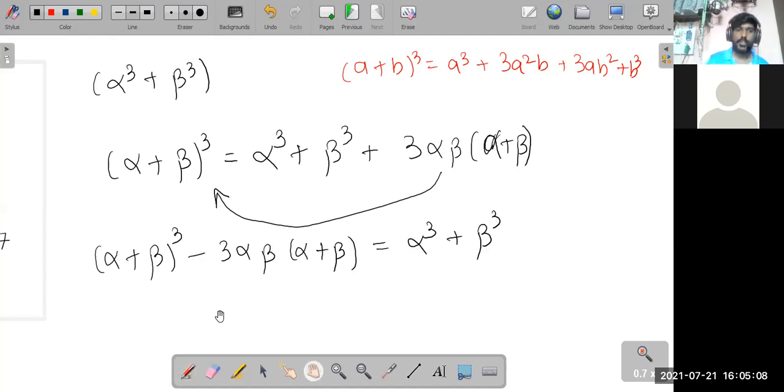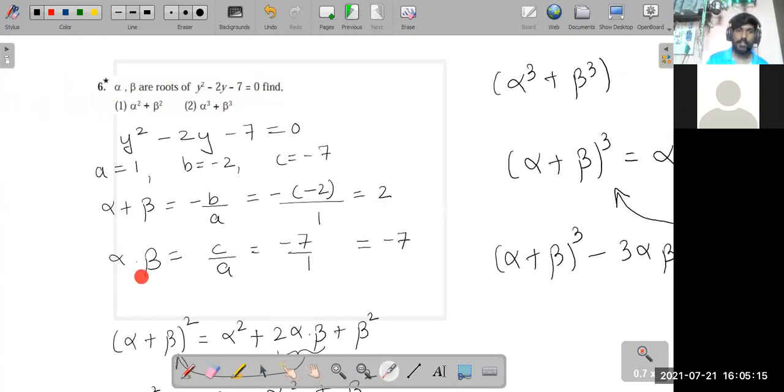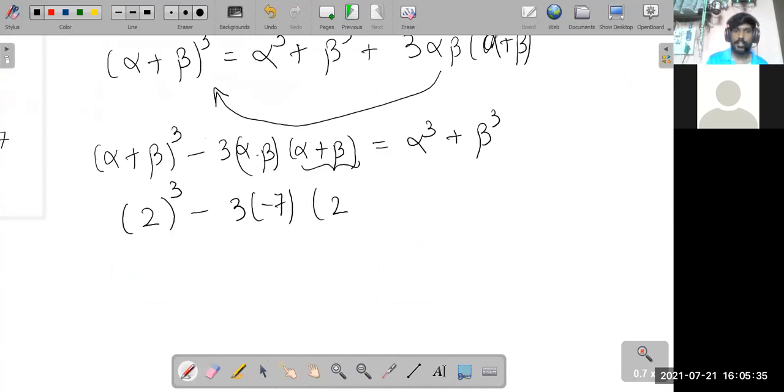Yes. Now substitute the value of alpha plus beta and alpha into beta. Alpha plus beta is 2 and alpha into beta is minus 7. Substitute the values here. So alpha plus beta is 2, so 2 cube minus 3 into alpha into beta, which is minus 7, and this alpha plus beta again 2, is equal to alpha cube plus beta cube.